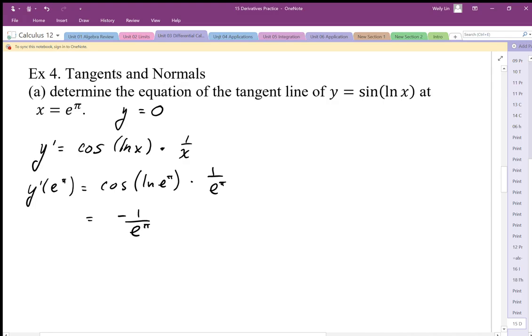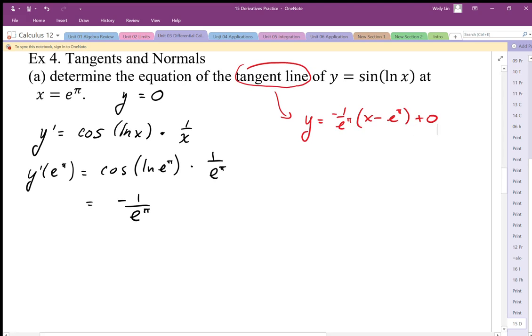So the equation of the tangent line works out to be y equals, I'm just going to plug it into point slope form, negative 1 over e to the pi times x minus e to the pi, plus 0. So there is our tangent to this graph at x equals e to the pi, y equals 0. And again, you should graph these just to confirm them and also see what these graphs look like.